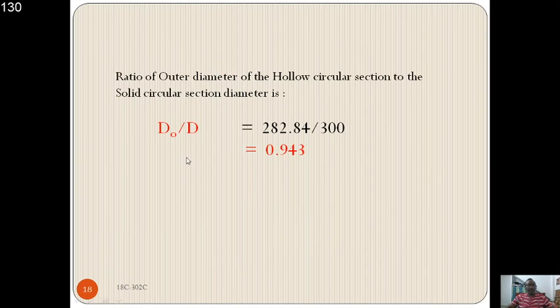Then substitute that value into D naught by D, as the question asks about the ratio. So D naught is 282.84, and the outer dia of the solid circular section is 300 mm. Then this is the ratio.